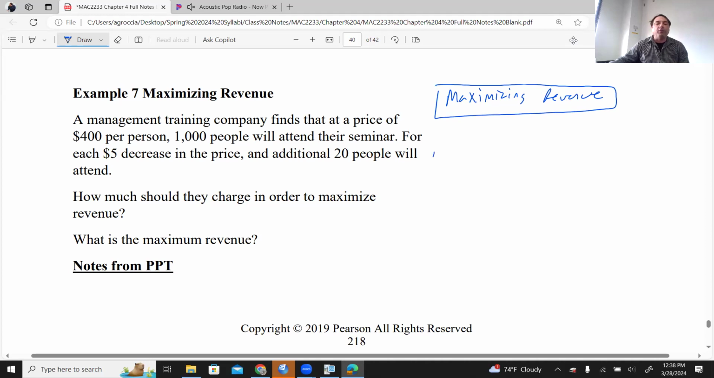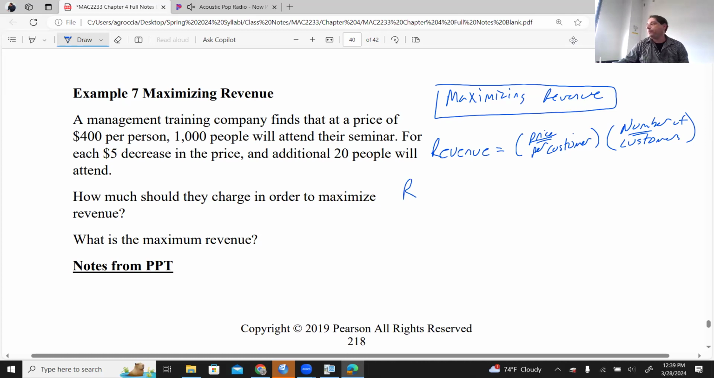Now, in order to find revenue, let's agree that if I know the price per customer and I know the number of customers, I will have my revenue. So if I know the price, how much each customer is paying to go to this management training, and I know how many, that will give me revenue. Okay? It's a little weird on how to get there, but here's how we get there.